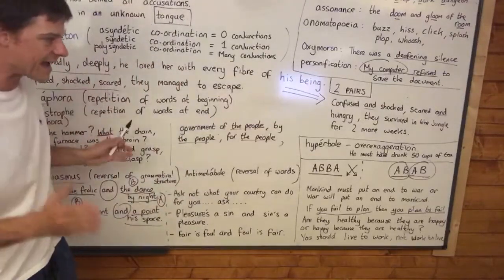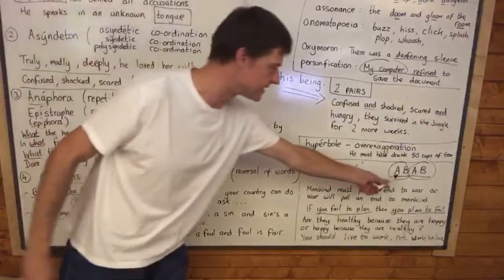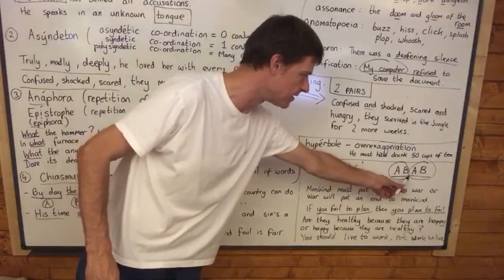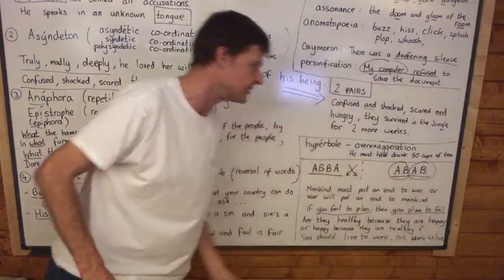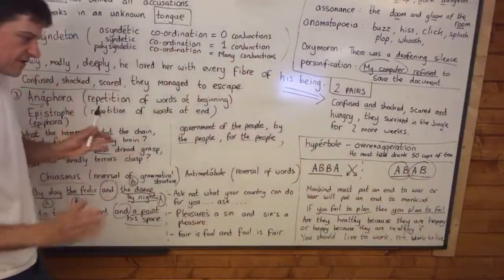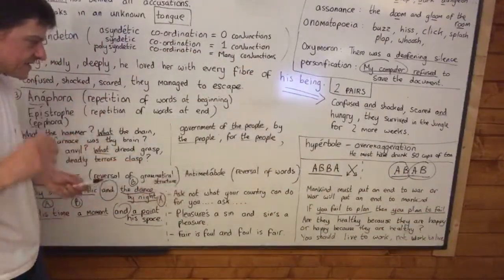And notice that now the grammatical structure is actually repeated. Ask not, blah, blah, blah. Ask, blah, blah, blah. But the words are reversed, so this is why this one is an antimetabole.